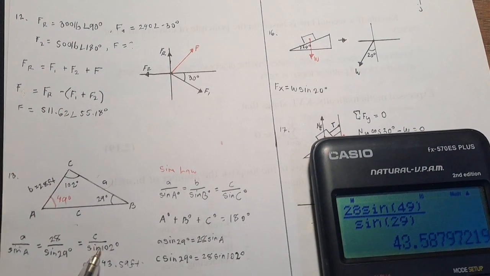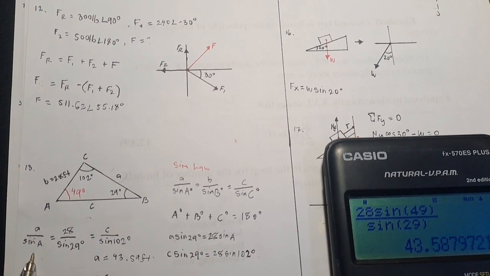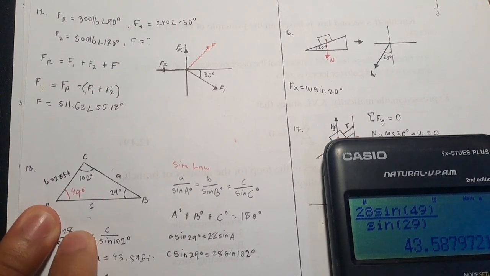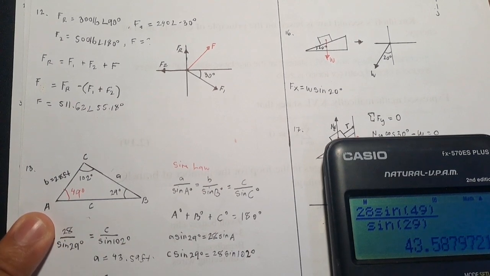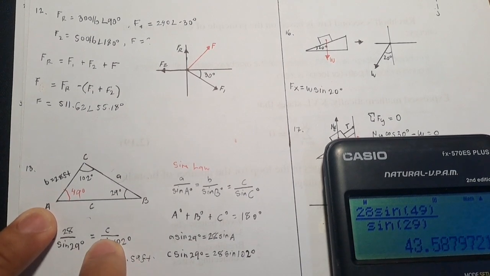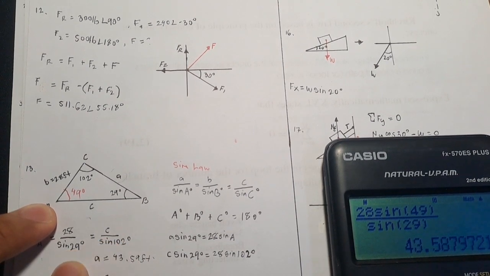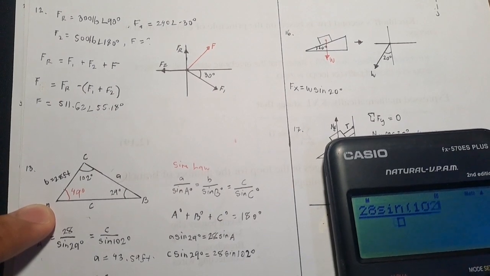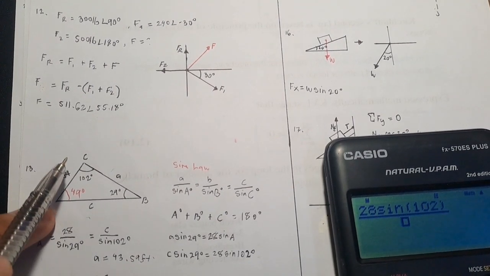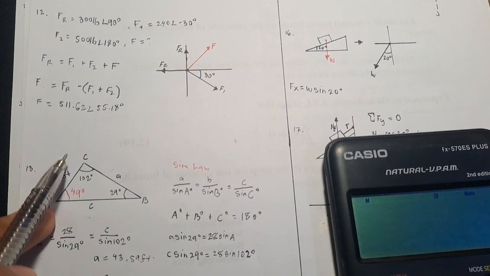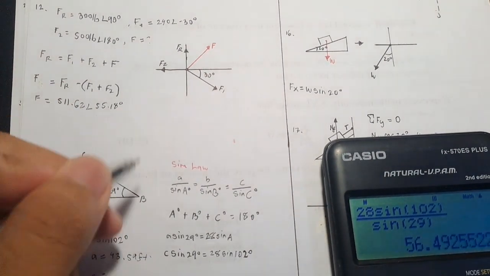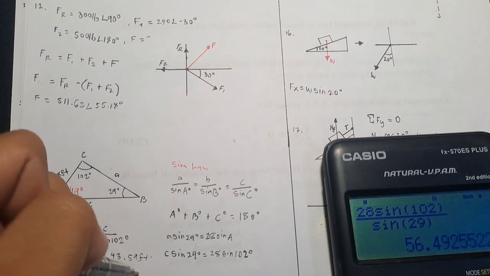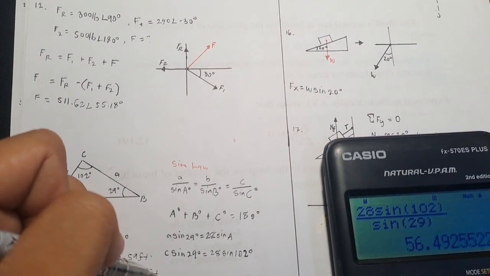Similarly, since si C ang hinaharap natin, we can remove this part in the equation. So we'll only be doing 28 over sine 29 is equals to C over sine 102, giving us C times sine 29 is equals to 28 sine 102. So giving us 28 sine 102 all over sine 29, giving us C is 56.49. Oh, yun yung sagot.